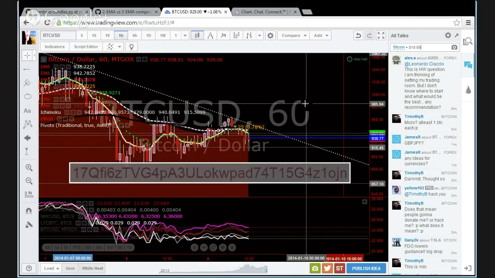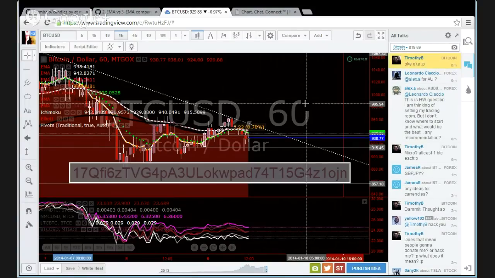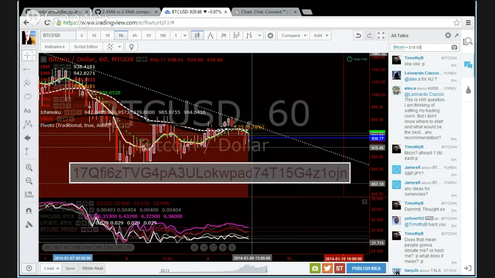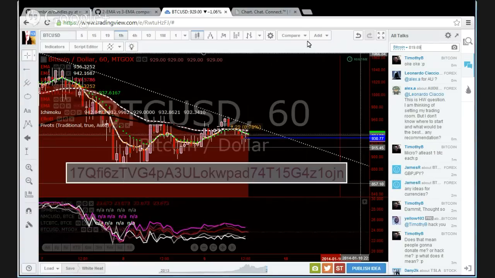17QFI6ZTVG4PA3ULOKWPAD74T15G4Z1OJN. The only thing about it that sounds very weird is it feels a little Hunger Game-ish. You know what I mean? Like today's numbers are, I don't know. It does have that little feel to it. So we'll see. We did 3 of them yesterday. It was kind of fun. And also it just stays in the lower third of the broadcast. So that's even cooler too.